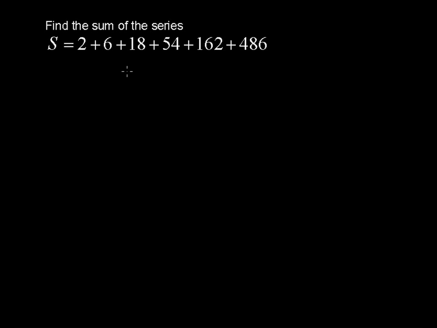First, let's take a look at what's happening in this series. We've got the first term, and we're multiplying that by 3 to get the next term. So 2 times 3 is 6, and multiplying 6 times 3 to get 18. 18 times 3 is 54, and so on.